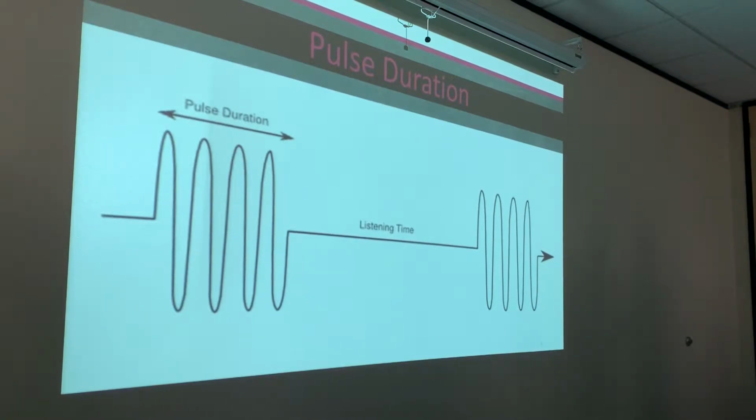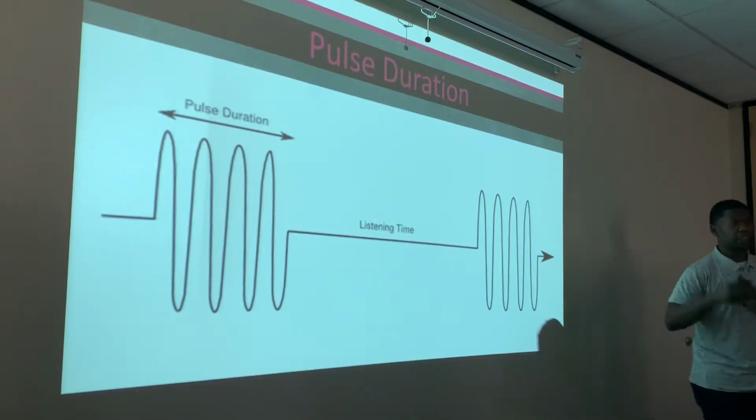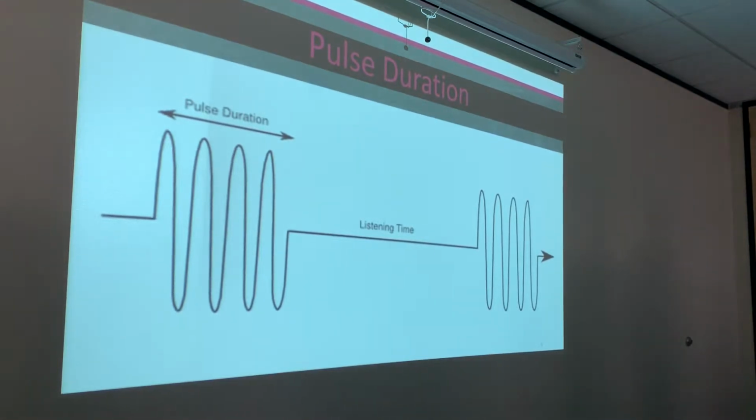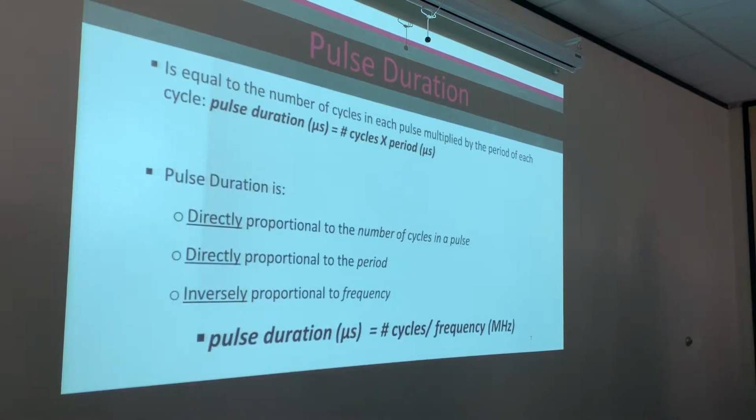That's why pulse duration is a longer time than the actual period. But you can figure out the pulse duration if you know the number of cycles and how long it takes to complete each cycle, which is the period. So pulse duration is directly proportional to the number of cycles. If I increase the number of cycles, the time it takes to create that pulse is going to increase.